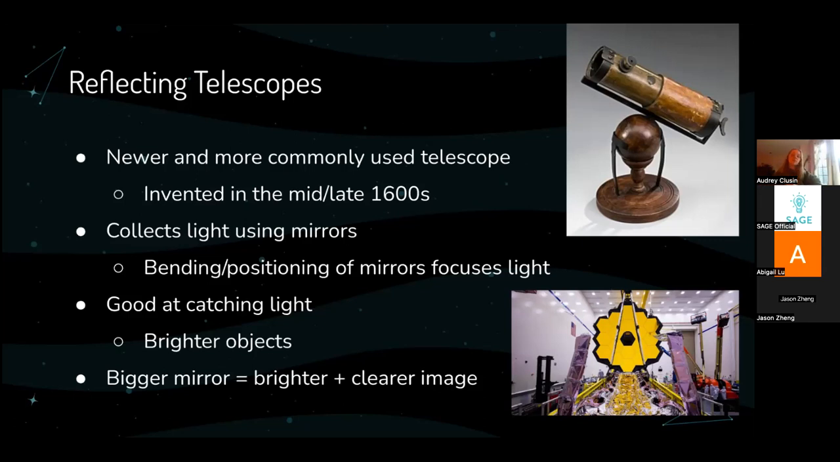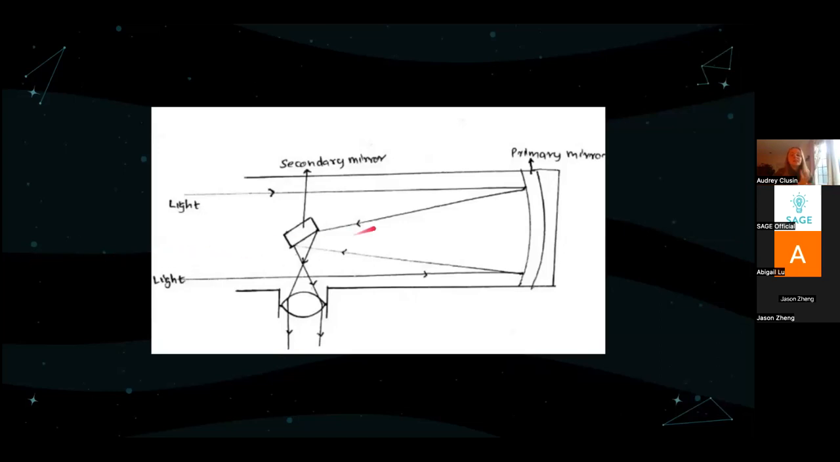And this one works so that if you have a bigger mirror, like the mirror on the James Webb Space Telescope, it's gigantic, you get a brighter and a clearer image. A little diagram over here: the light comes in, it goes onto a bent mirror, and then goes onto another mirror, and then goes into your eye.